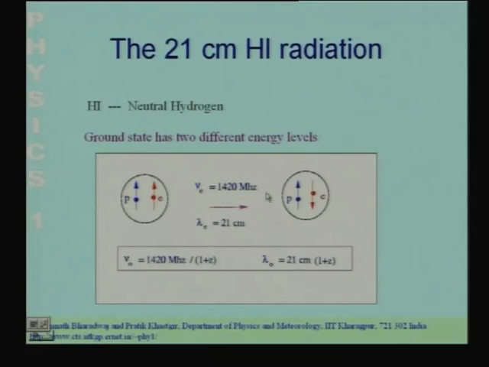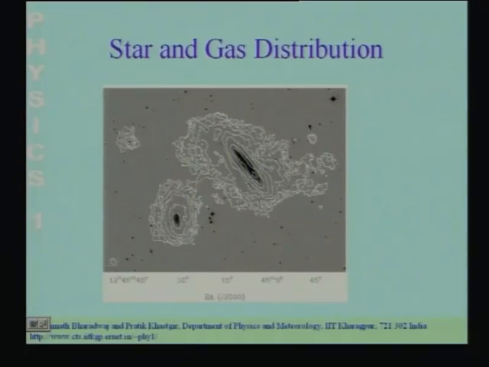So, neutral hydrogen in the ground state emits radiation at 21 centimeters through this hyperfine transition. Now, as I told you, hydrogen is the most ubiquitous element; it is there all over the universe. So, you can use this to image different parts of the universe. Here I will show you an image made using the 21 centimeter radiation. It's an image of a distant galaxy.